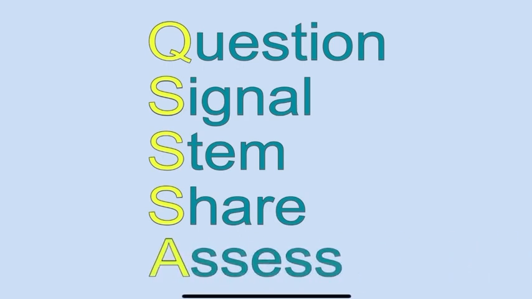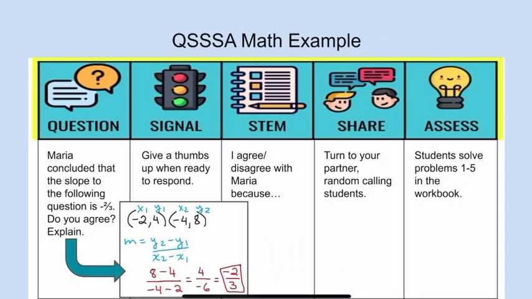The next S is stem. So you're going to give them a stem that they're going to use to answer the question. The final S is share. So they're going to go ahead and share their answer. They could share with a partner or they could share aloud in the classroom. And the final letter is A for assess. So after they have shared, they're going to go ahead and do some sort of work to show that they understand. So that could be just working in a workbook, answering some questions, writing in their journal, whatever they want it to be.